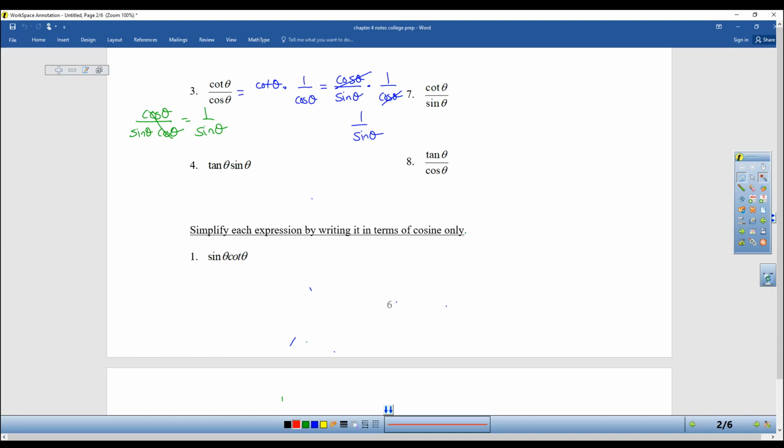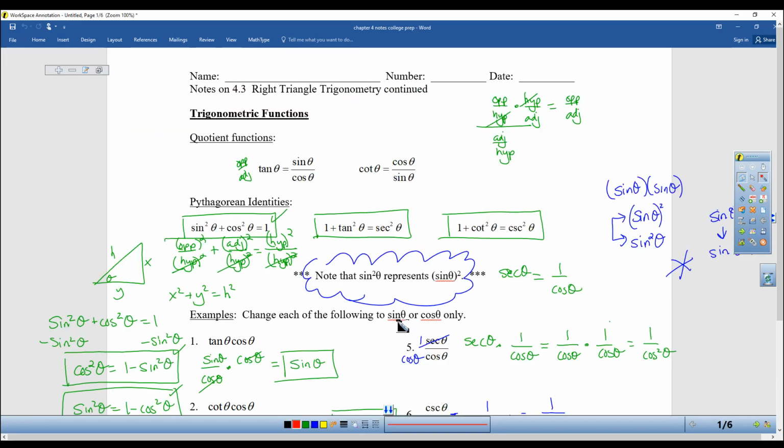Number 4, tangent is sine over cosine times sine, which gives me sine squared over cosine. This is another situation where you need to use the Pythagorean identity. You are not allowed to leave the answer. The directions were to change them each to a sine or a cosine.